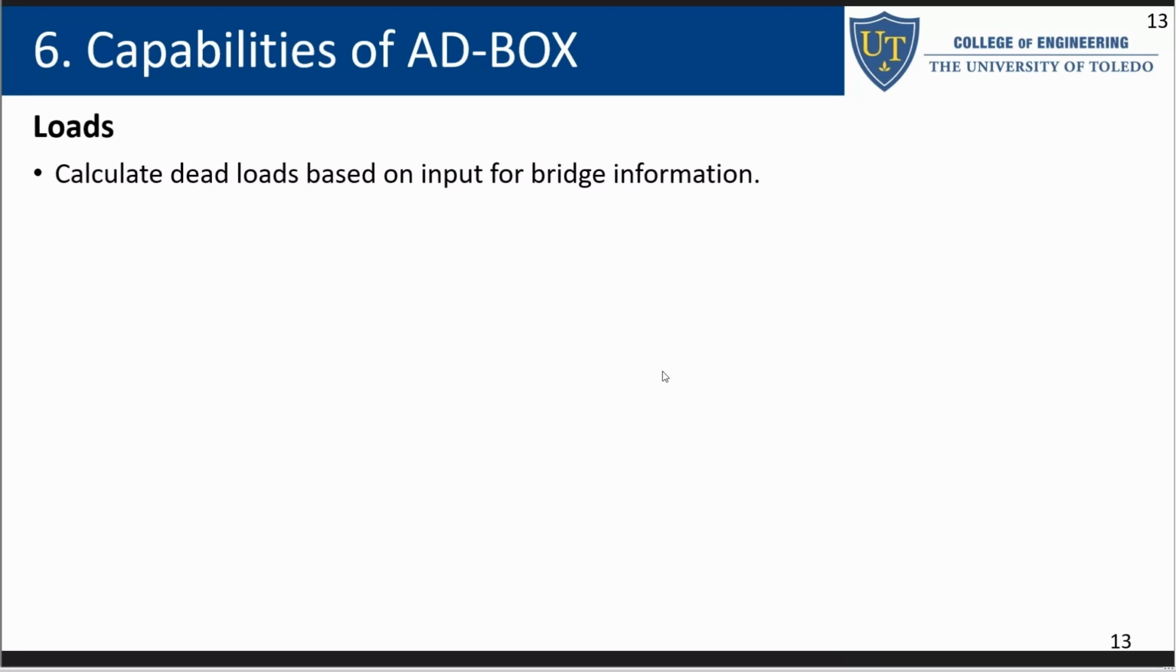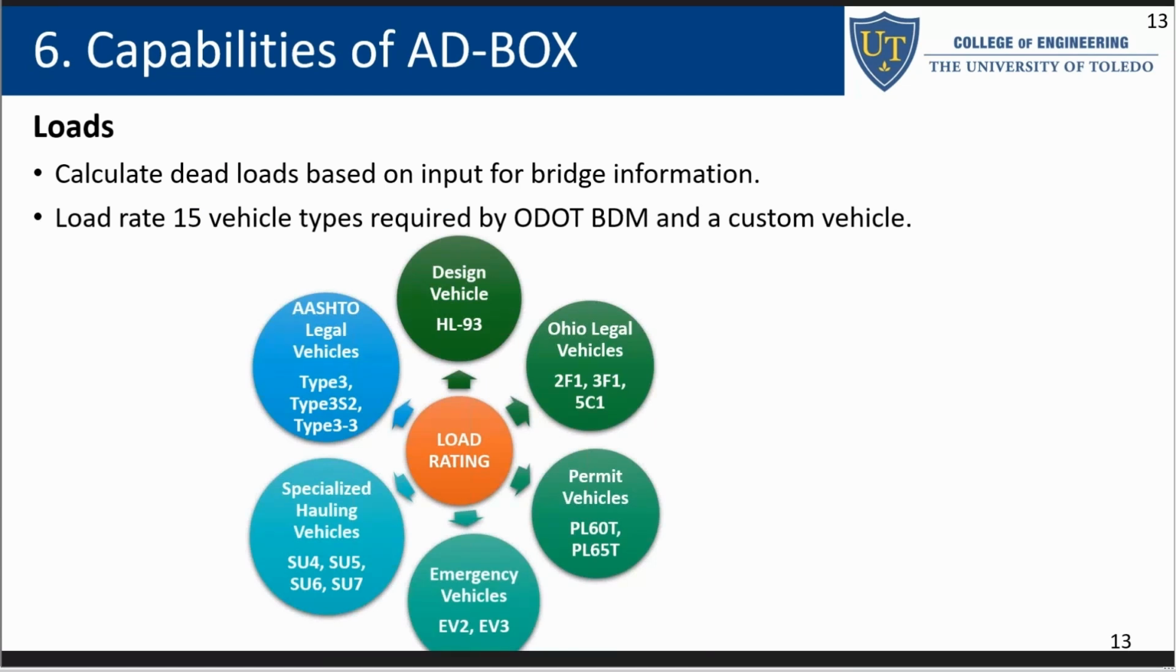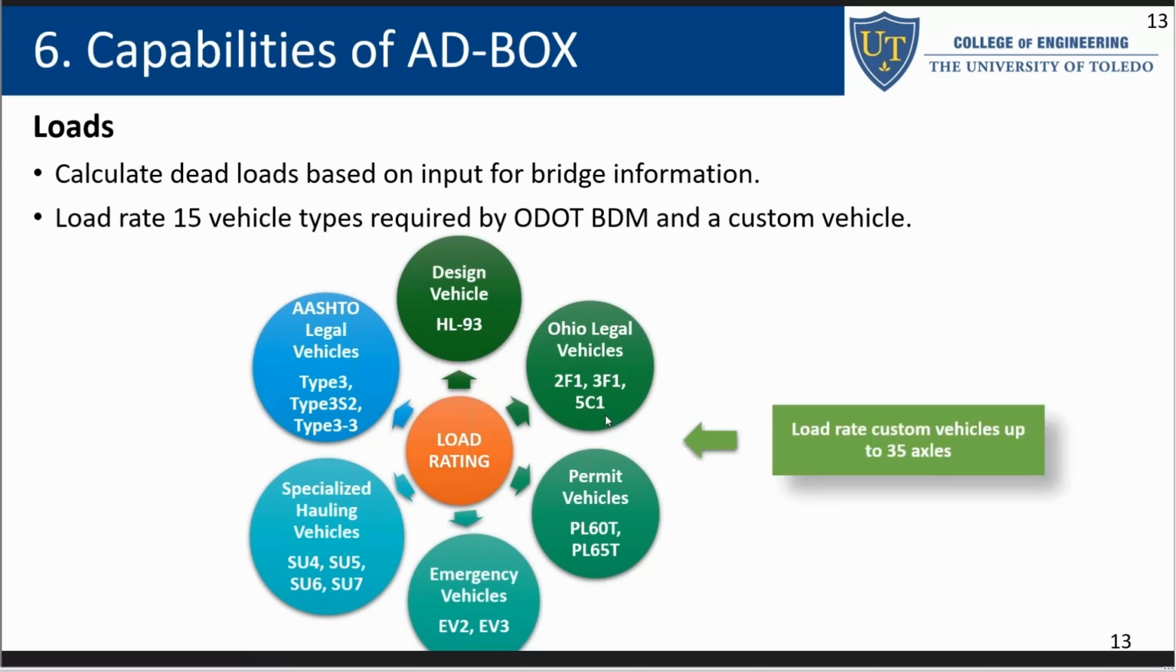The dead loads include the input from the bridge information. Live load includes the 15 vehicle types required by the Ohio Department of Transportation Bridge Design Manual. These vehicle types include design vehicle, Ohio legal vehicles, permit vehicles, emergency vehicles, specialized hauling vehicles, and AASHTO legal vehicles. ADBox also has the capability to load rate custom vehicles with up to 35 axles.